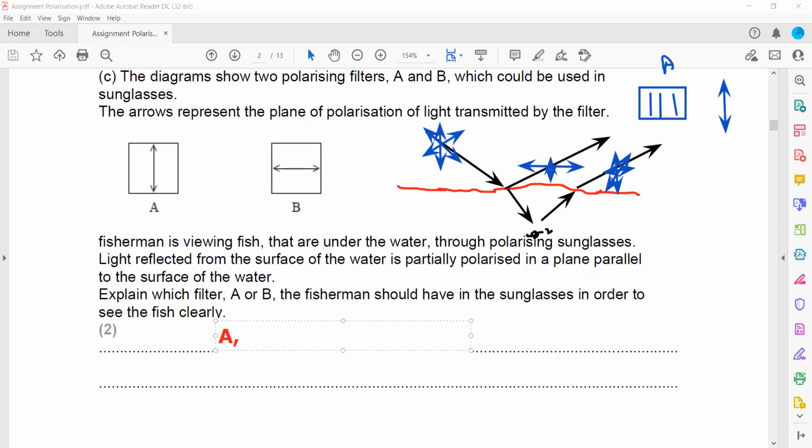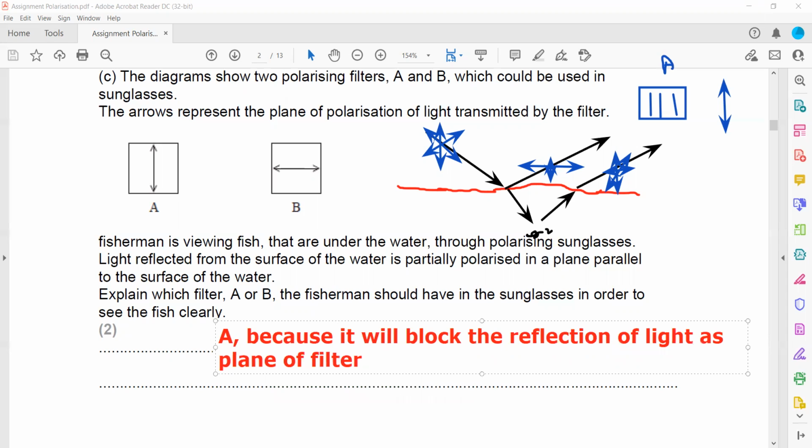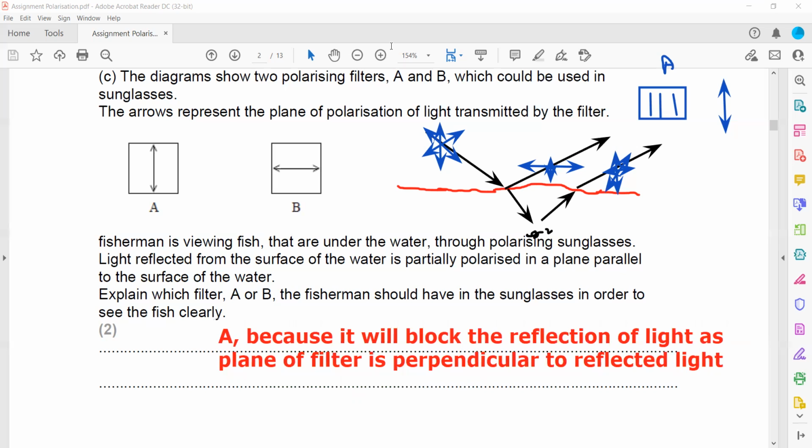So we write A, and the reason is because it will block the reflection of light as the plane of the polarizing filter is perpendicular to the reflected light. You can use the terms polarizer, filter, or analyzer; these are the terms used for the filter. So that's how a fisherman is able to block the reflection.